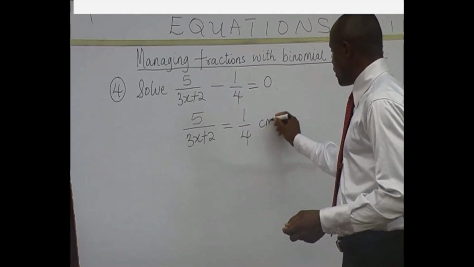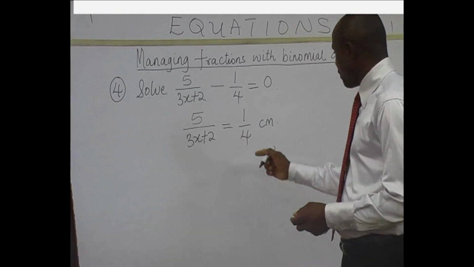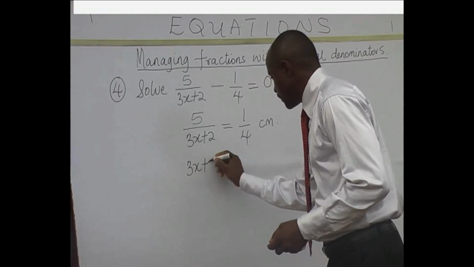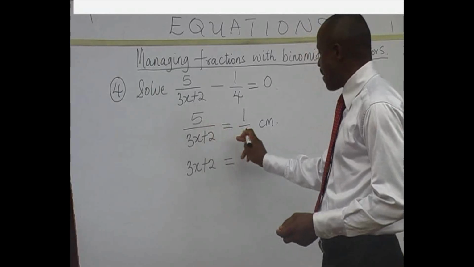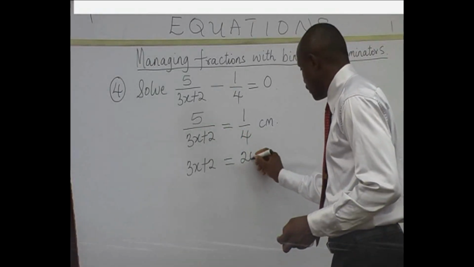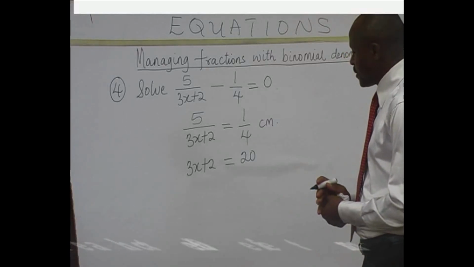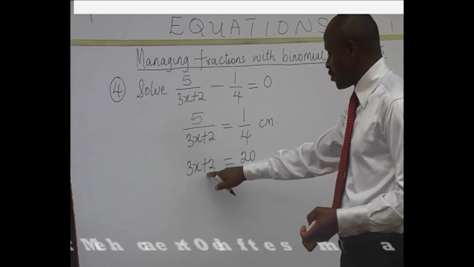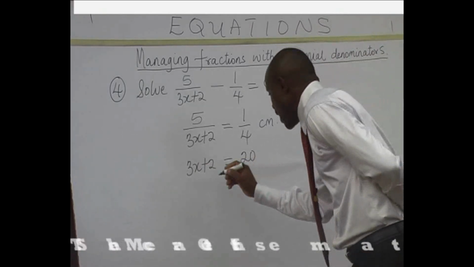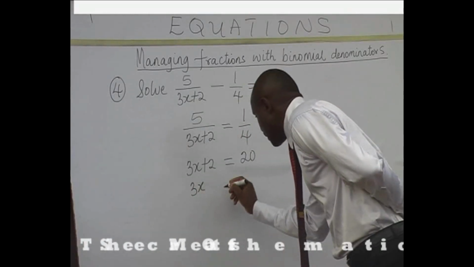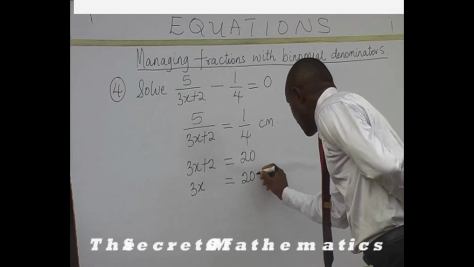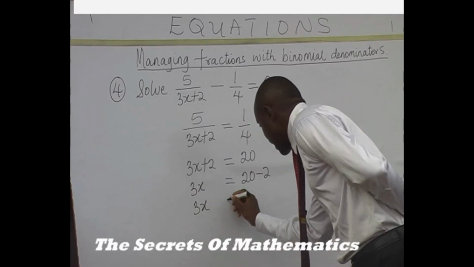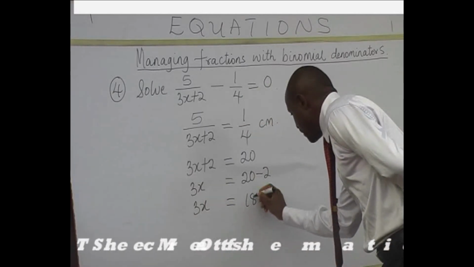The next thing you do is you cross multiply. 1 times 3x plus 2 will leave you with 3x plus 2. And it's going to be equal to 5 times 4 will give you 20. Now you collect like terms, or rather subtract 2 from both sides of the equation so as to eliminate plus 2 from the left hand side of the equation. You are going to have 3x will now be equal to 20 minus 2. You still have 3x left in the left hand side is equal to 20 minus 2 will give you 18.